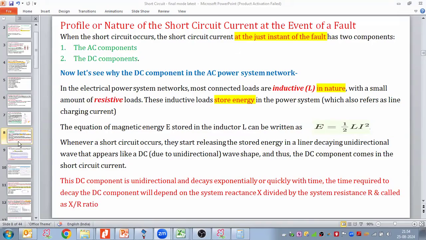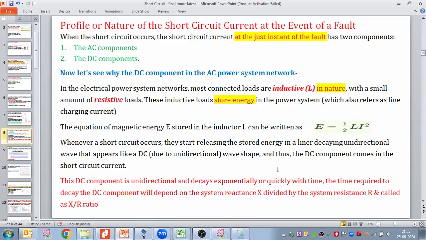Yeah, Raghav, just one question. The capacitive portion also releases energy, right? Does that contribute to the DC component? Yeah, see, you are not connected to a capacitive load. You are connected to the inductive load, and the capacitive will inject the power. I'll take this through one example as well.